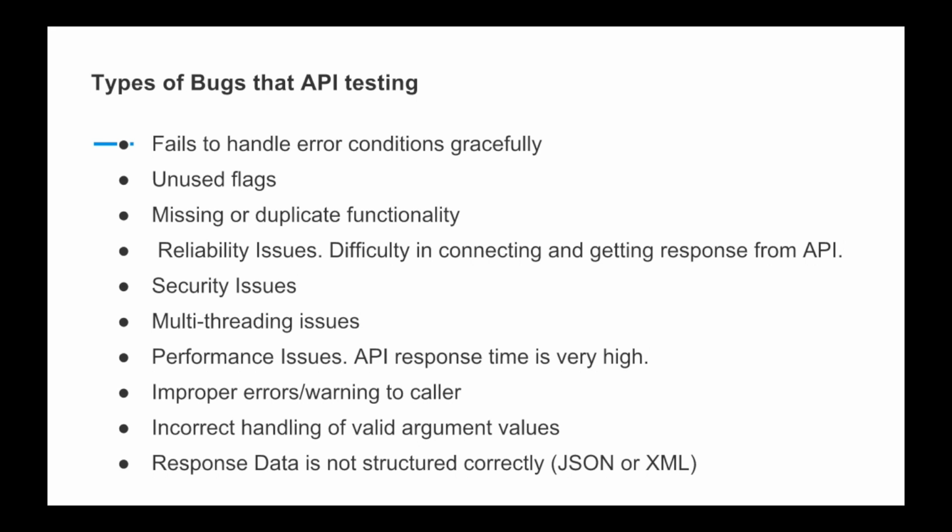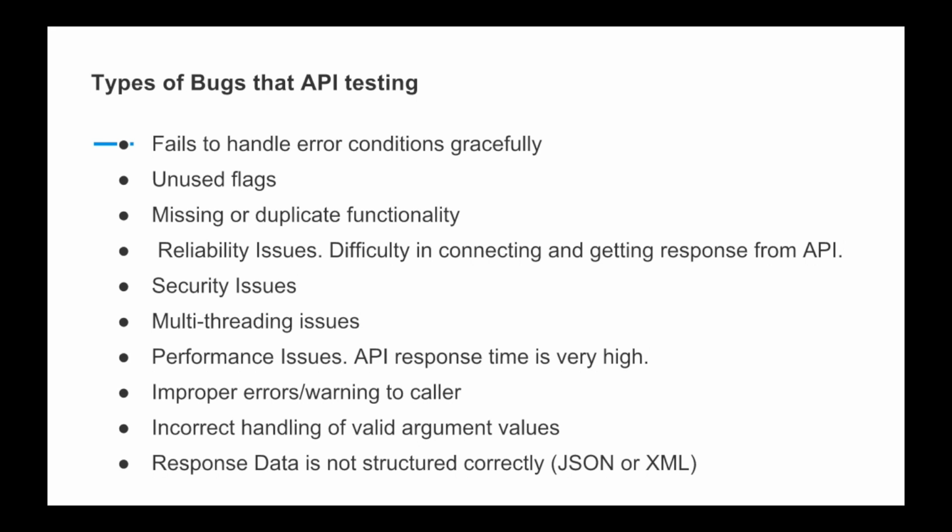Third point is missing or duplicate functionality. For example, if I am creating a user and I click the button two times, how gracefully will this be handled? And the fourth point is the reliability issues. How reliable is your API? For example, if concurrent users are using your API and concurrently adding users to your database, how effectively will your API handle that? We have to test that in API testing also.